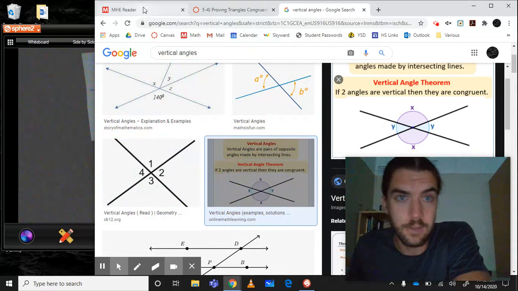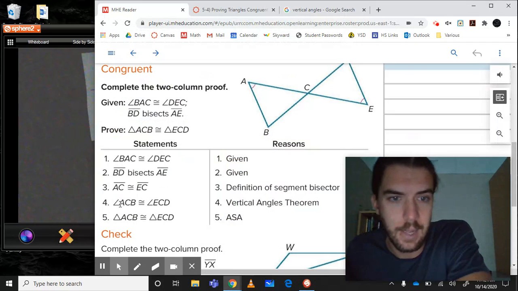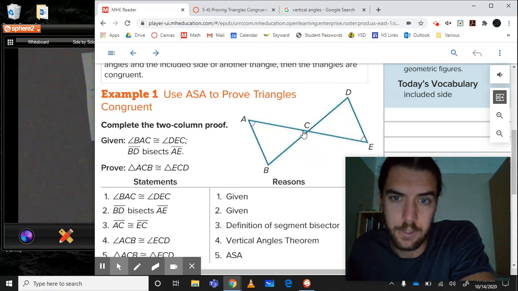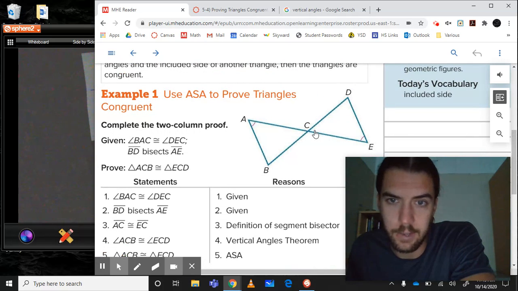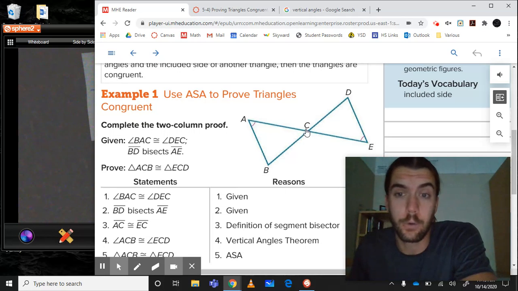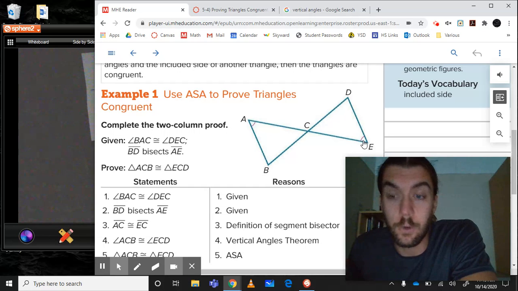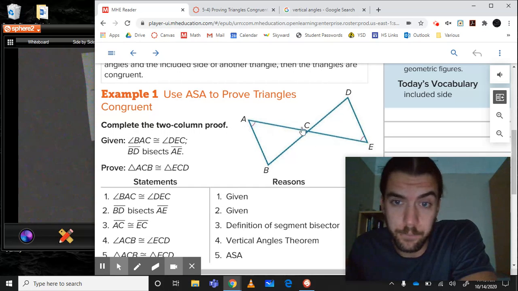So this comes in handy here because angle ACB is the same as ECD. These interior angles right here, these two vertical angles across from this vertex, are congruent. All right, well, now we know two angles. If we just look at this triangle on the right, we knew this angle was congruent to that one, and now we know this angle is congruent to that one.